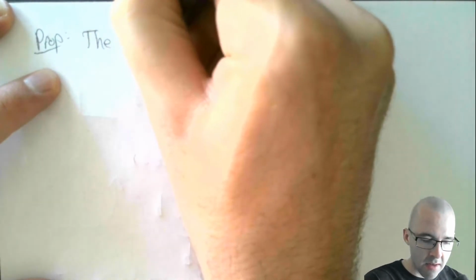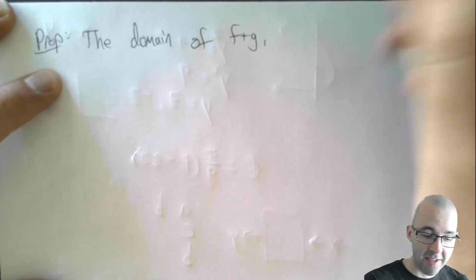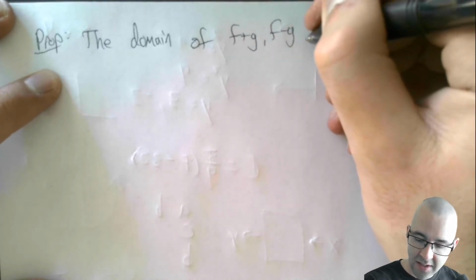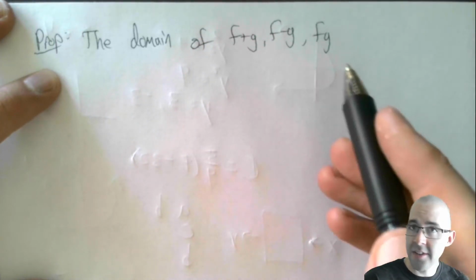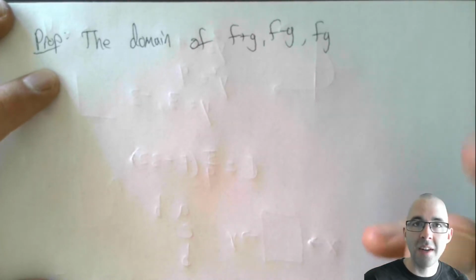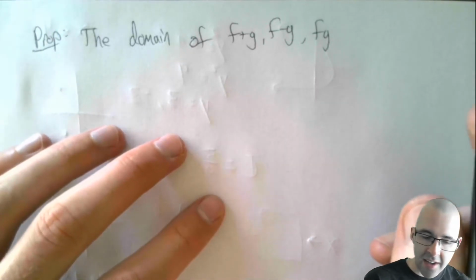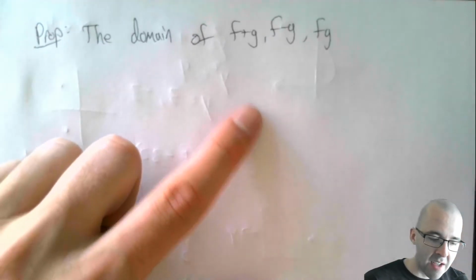So, property. The domain of f plus g, I got some good news for you. F minus g and fg are all the same. These three functions all have the same domain. That's kind of nice. You might say, oh, there's a fourth function that you're not mentioning. We'll get to that later.